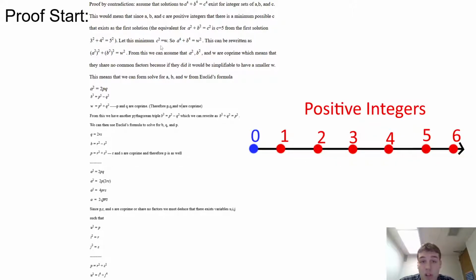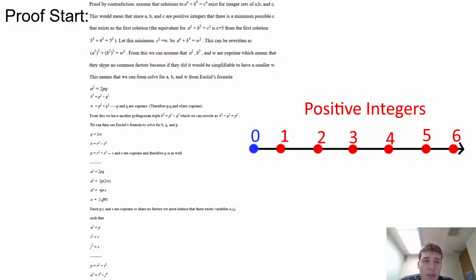Let's define c squared as w. And let's define w as the minimum possible c squared. So we have a to the 4 plus b to the 4 equals w squared, where w is the minimum possible one where this works. This can be rewritten as a squared squared plus b squared squared equals w squared. We also know that a squared and b squared and w are coprime. This means they share no common factors. Why don't they share any common factors? Because if they did, we could cancel it out and w wouldn't be the smallest possible solution for this.